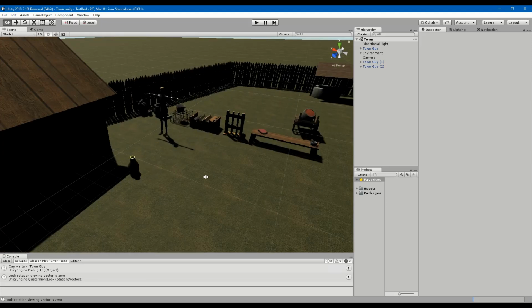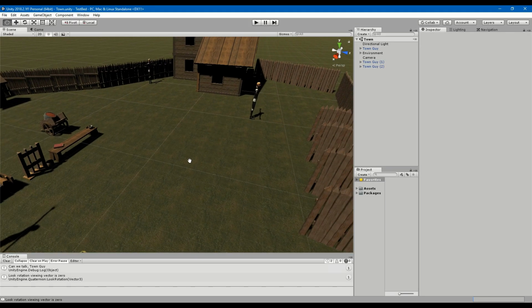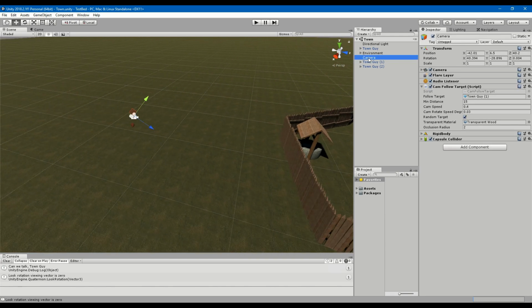So don't worry so much about what they look like, or how they behave even. Just know that these are guys that are used as the characters. So back to the camera.